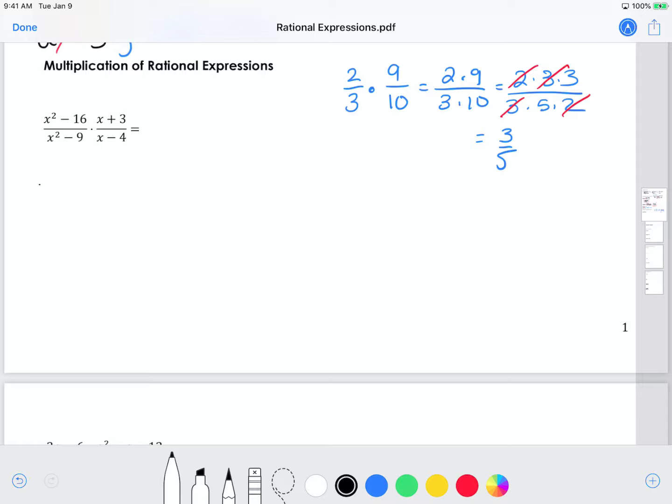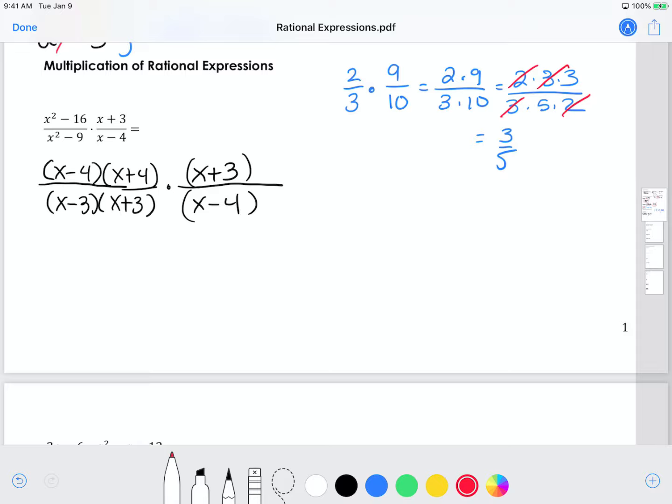So if I factor the first fraction of this product, in the numerator we have x squared minus 16. If I factor that, that would be x minus 4 and x plus 4. If I factor the denominator, x squared minus 9, that would be x minus 3 and x plus 3. Then looking at the second fraction, you can't factor that. That's already a linear factor. So I would leave it as x plus 3 and x minus 4.